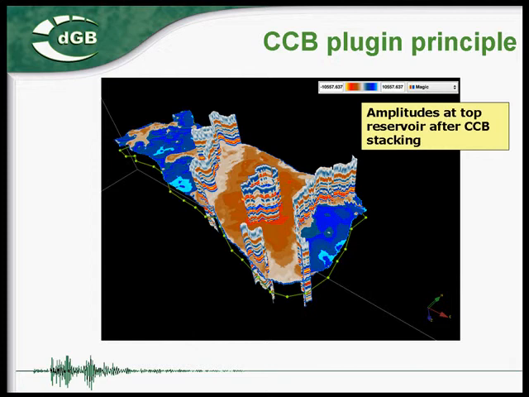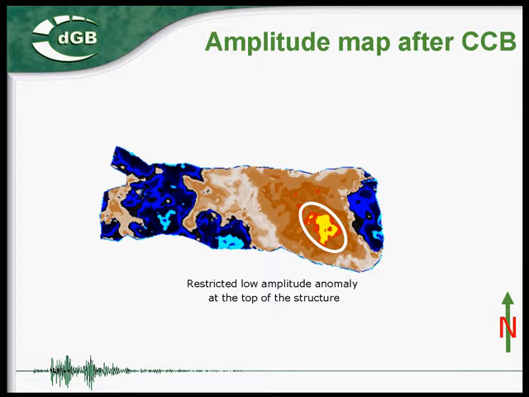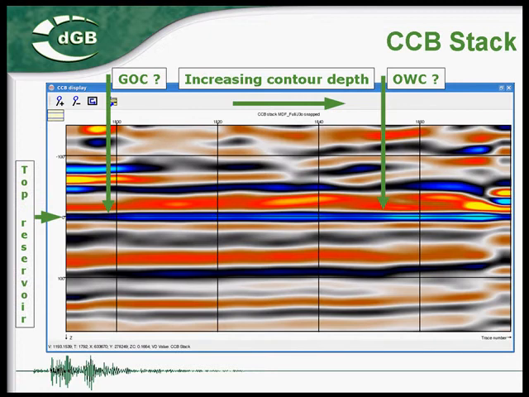From the CCB volume we generate another seismic amplitude map. This time we do see an amplitude effect that is likely caused by a hydrocarbon fill. At the crest of the structure we see a small area with reduced amplitudes. Further down dip we observe another amplitude increase. This one coincides with the expected spill point, as we will see later in this presentation. Let us first look at the CCB stack.